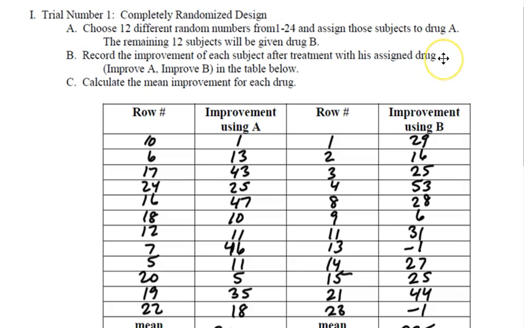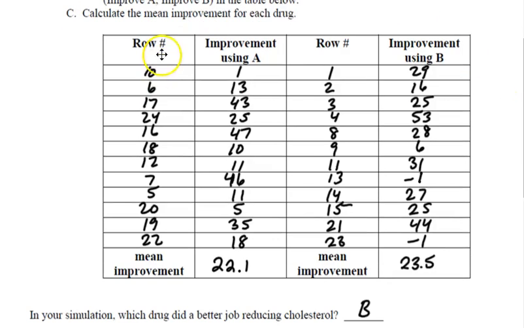In our first example, we are going to randomly choose 12 different numbers from 1 to 24 using the random number generator on the calculator and assign those subjects to drug A. Obviously, they have to be 12 different people. And then the remaining 12 would be assigned to drug B. I have done this as an example. These are the 12 numbers I got for drug A, and these are the 12 I got for drug B.